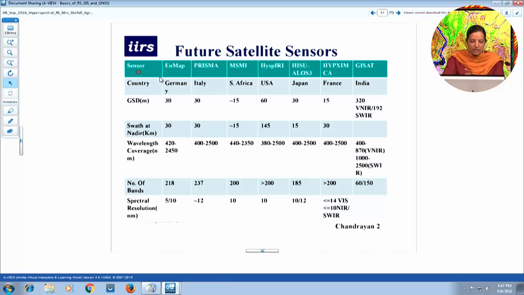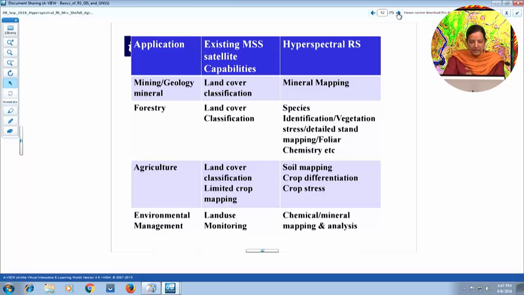And in the near future, this is the planned EnMAP from Germany, which is 30 meters, swath width of 30 kilometers, again in the region from 420 to 2450 nanometers with 218 bands and 5 to 10 nanometers spectral resolution.